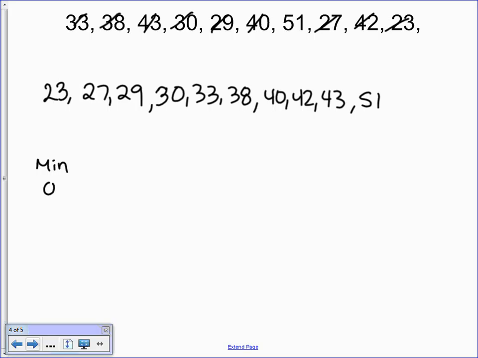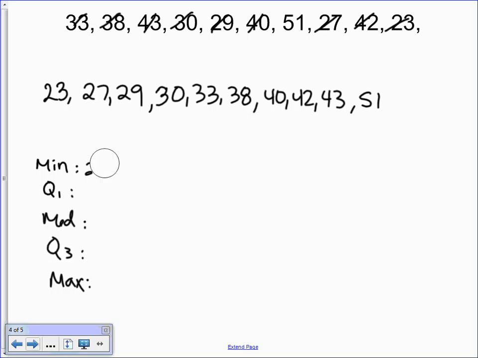Min, quartile 1, median, quartile 3, max. Follow your steps that we wrote down on the previous slide. After you get everything in order, find the min and max, which is very easy, right? 23 and 51, so I'll label those.